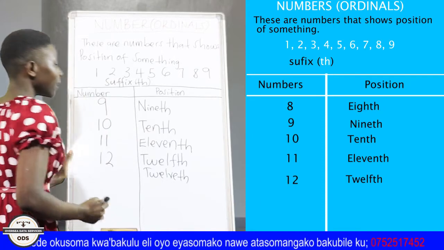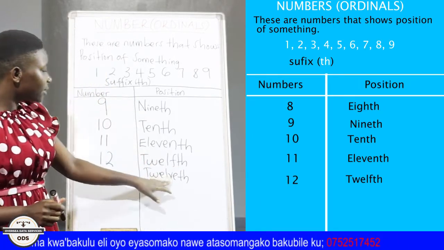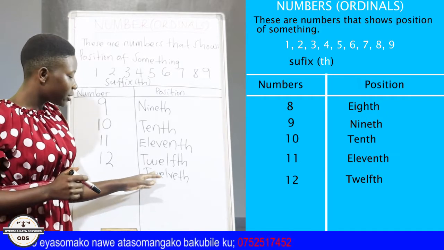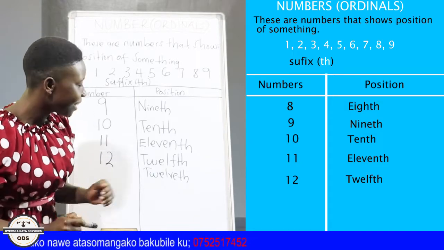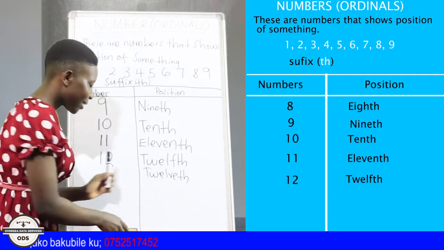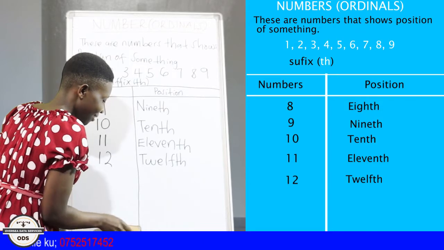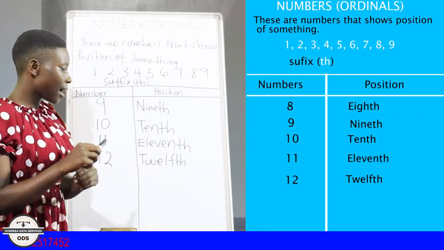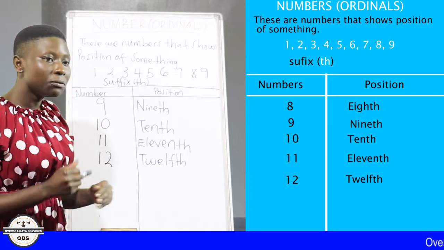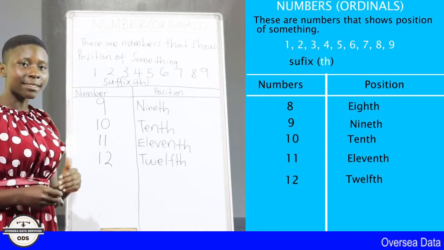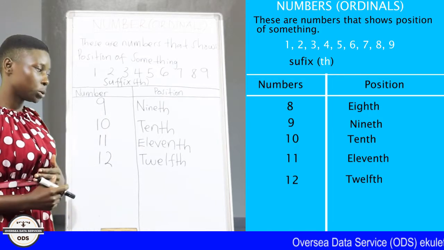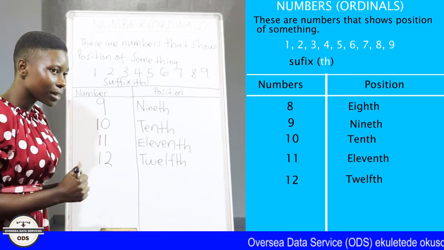Don't just add TH. Now this one changes again. V changes to F. Here when we are referring to 12, don't just write twelve and then add the suffix TH. There you will be wrong. Here we were just adding TH to these words, but when we are writing 12, we change VE to F and we read that one as twelfth. That's how we position number 12. The VE changes to F.